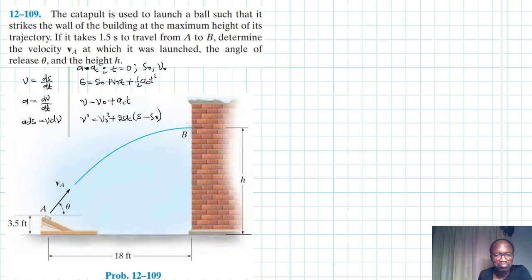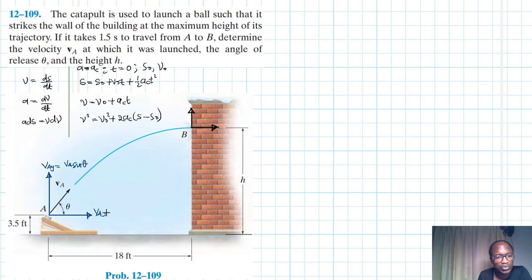Okay, so let's draw our free body diagram here. We have a component in the vertical direction as well as in the horizontal. And also at this maximum point of the trajectory, we are going to have the horizontal as well as the vertical component. Let's label them. Of course, we are being asked to determine VA as well as the angle theta as well as h. Therefore, this is VAY, which is equal to VA sine theta.